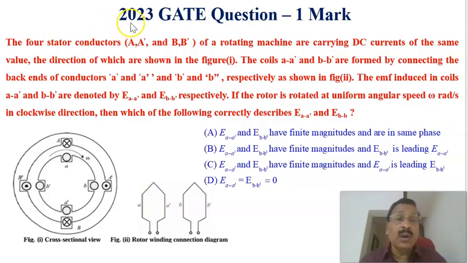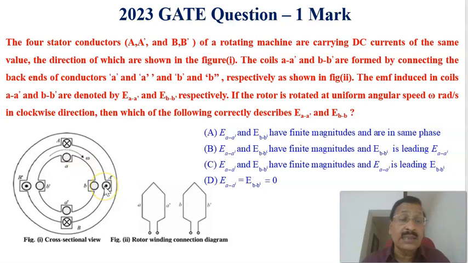Let us see another problem, a 2023 GATE question that also carries 1 mark. The four stator conductors A, A dash and B, B dash of the rotating machine are carrying DC currents of the same value, the directions of which are shown in figure 1. Here the current is entering into that one.